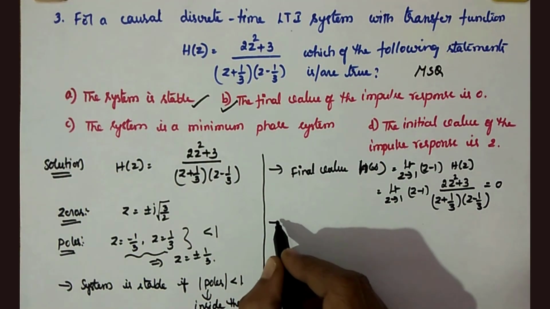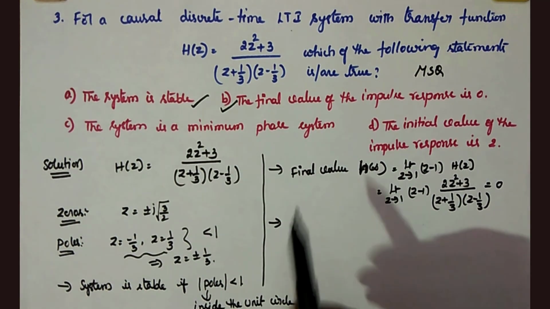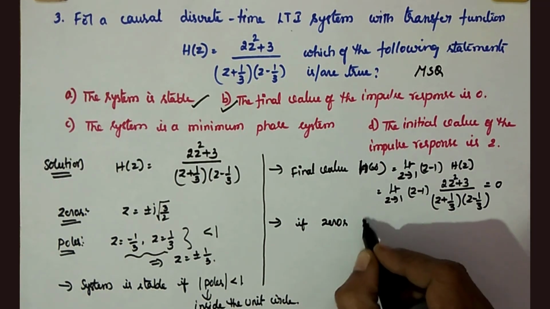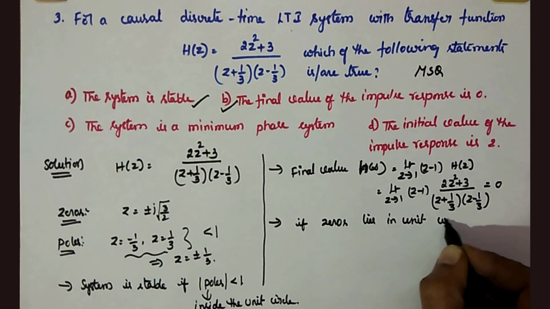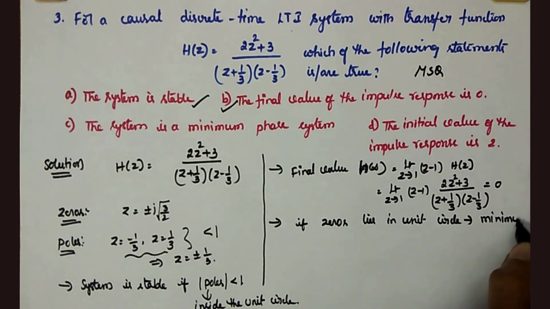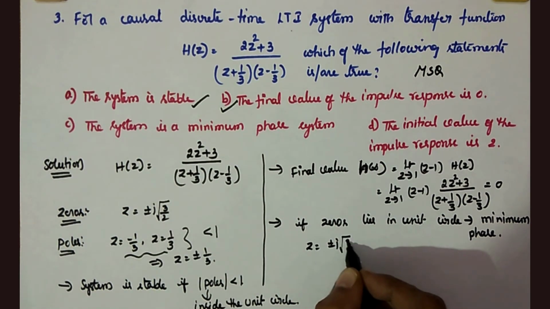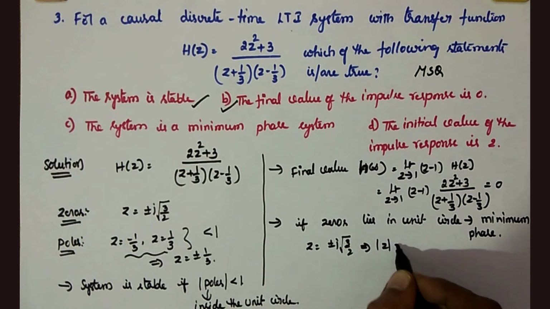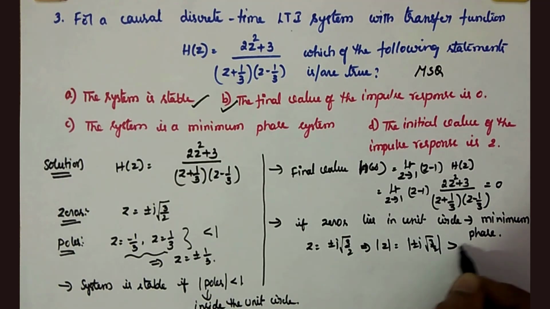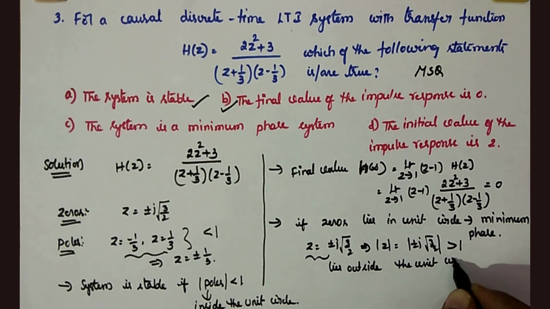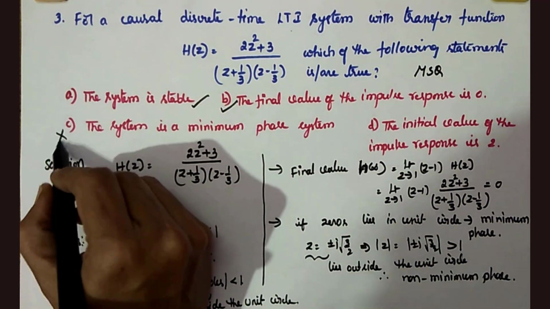Next, consider whether the system is a minimum phase system. The system is said to be minimum phase if the zeros lie inside the unit circle. But if you observe the zeros, what are they? z = ± j√3/2. The magnitude of the zeros is greater than 1, which means the zeros lie outside the unit circle. Therefore, the system is non-minimum phase. So the C option is wrong.